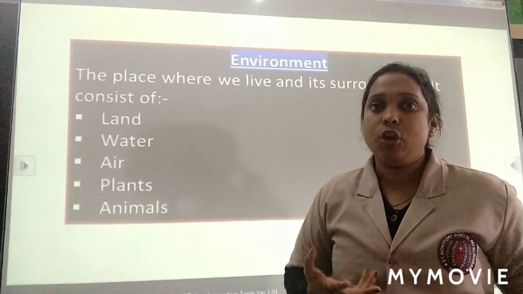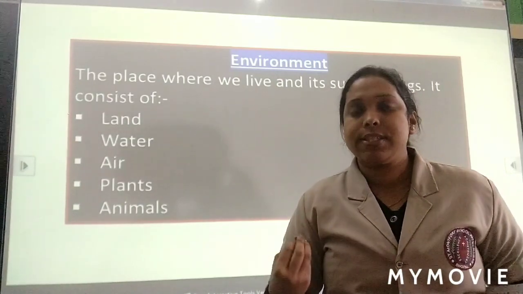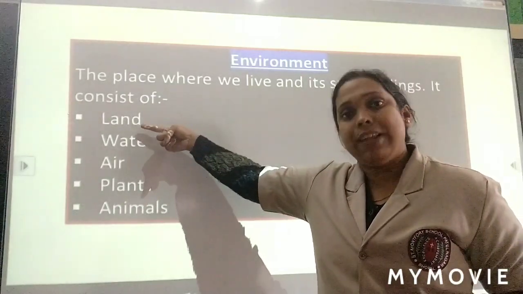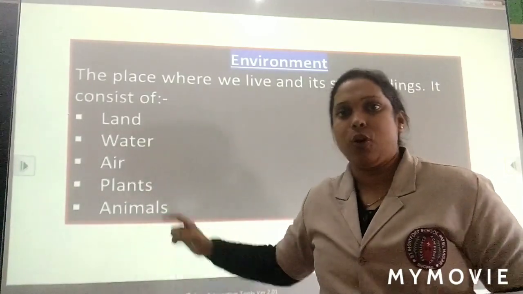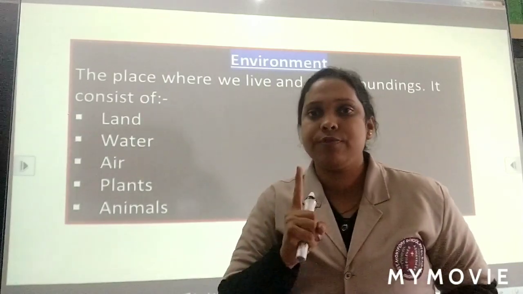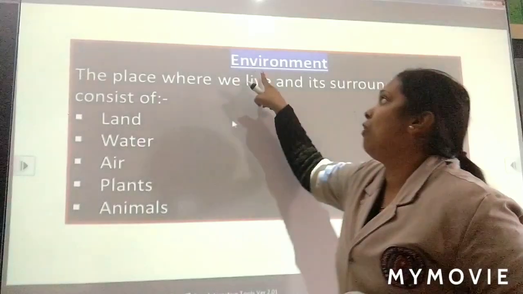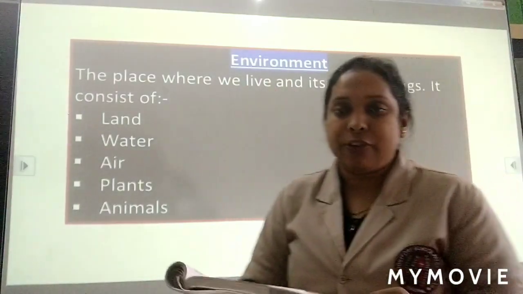So if somebody asks you what is environment? The place where you live and its surroundings. अब surroundings में क्या आएगा? Surroundings में सब कुछ आएगा. Land will come, water will come, air will come, plants will come and animals will also come. So let's read. And then we'll go to the next term. This is the first term for today that we are going to learn. That is environment and you have to learn its spelling. So let's start reading.